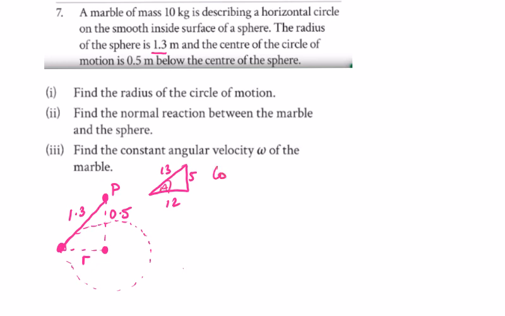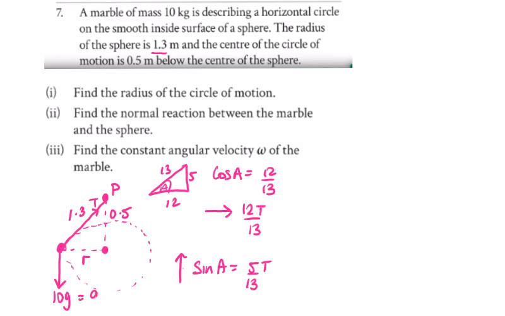So the cos of A is equal to 12 over 13. So my force in terms of T in this direction is 12T over 13. Put my T in, and then sine A, which is going in this direction. Sine A is 5 over 13. So the force will be 5T over 13. Coming down, we have 10g, which is equal to 98 newtons. So straight away we can get T, we can say 5T over 13 is equal to 98.